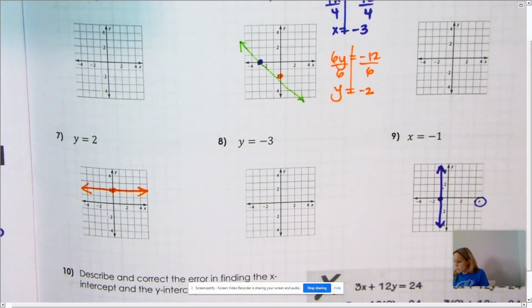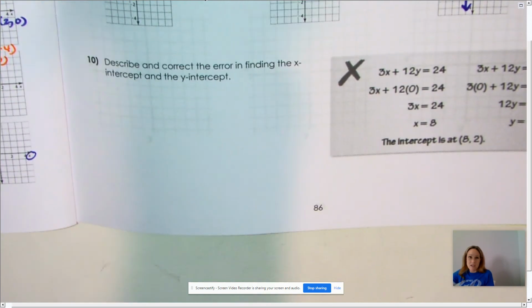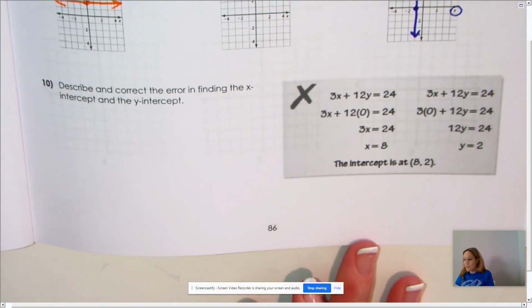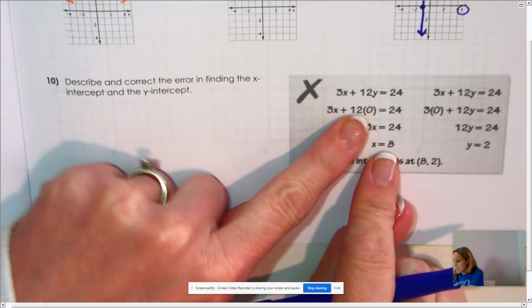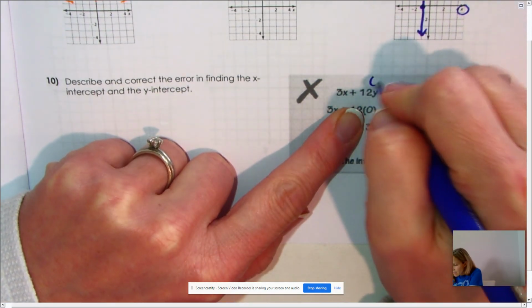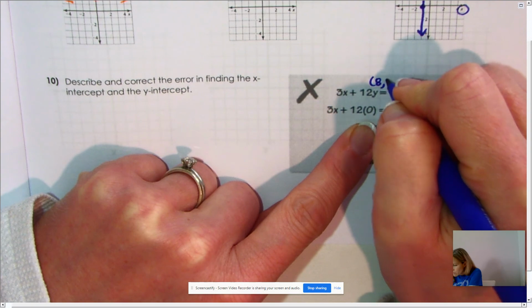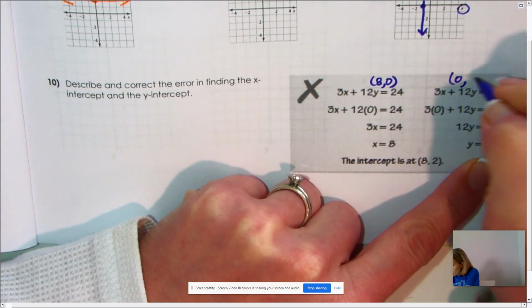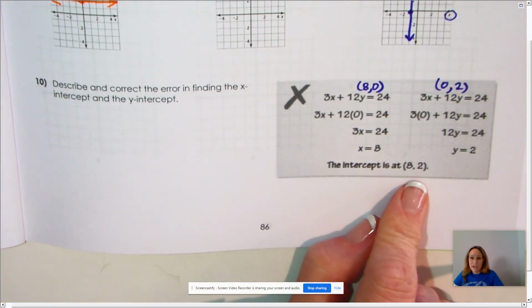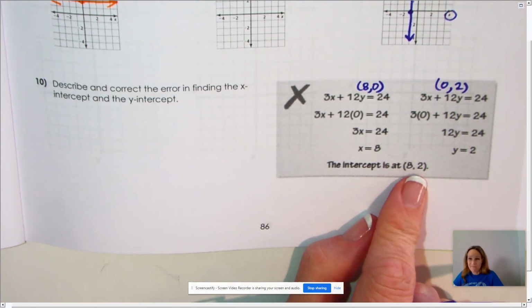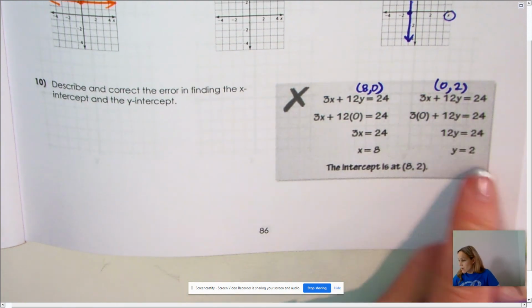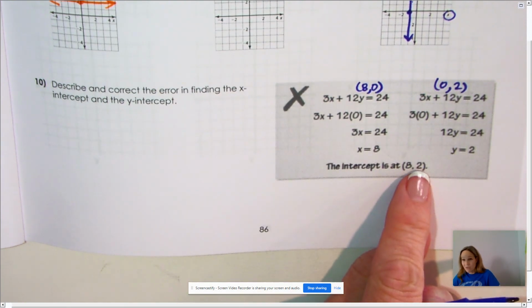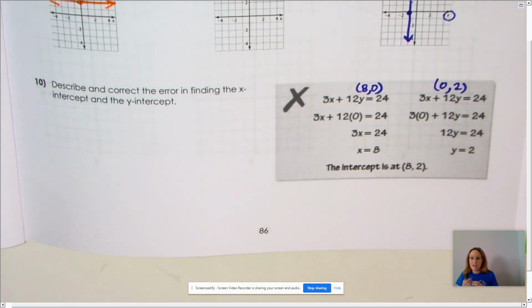Okay, question number 10. You guys are going to do that one on your own, but just take a look at it. This one says describe and correct the error. Well, they found the x-intercept, which is a value of 8 and a y value of 0. And they found the y-intercept, which when you plug in 0, you get a y value of 2. Try to figure out what their mistake was. Do these form one point, or do they form 2 different points? So write that out in your own words and fix their mistake.